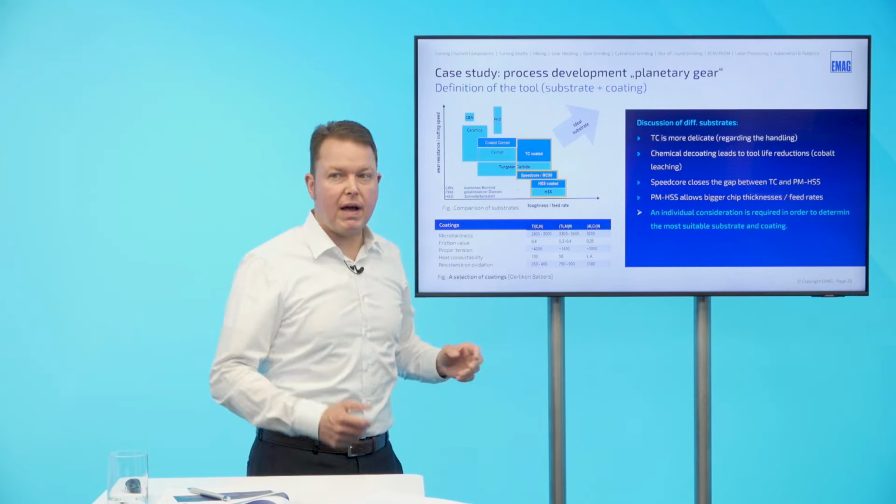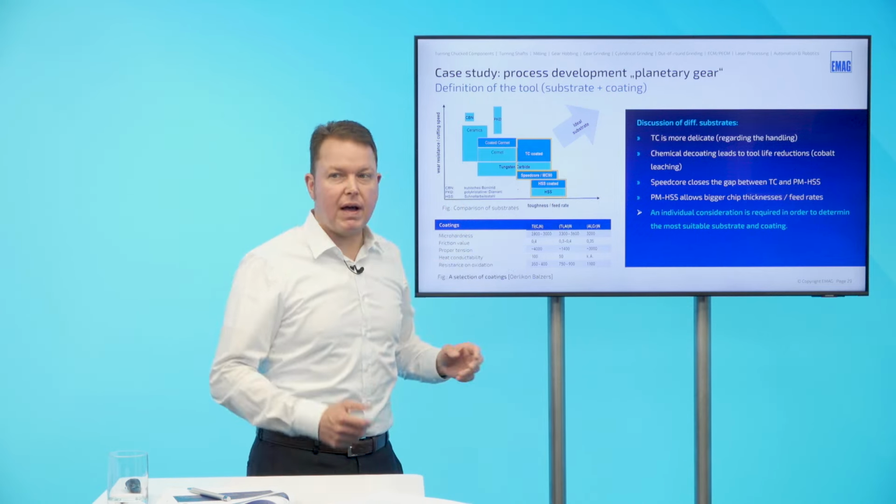Moreover, there's to say that tungsten carbide, due to its hardness, is relatively delicate as far as the handling is concerned. Jörg, if I can also here, if we look to this table or to this diagram, we see here ceramics. Is this, for example, a turning, ceramics could be a solution for special operations. How is it with hobbing with a ceramic tool?